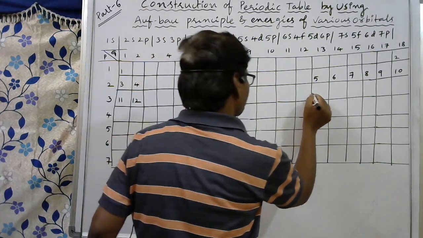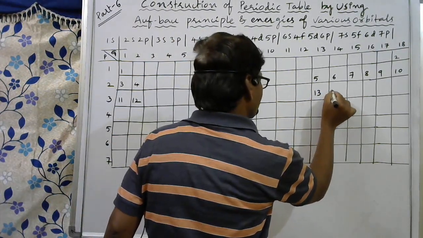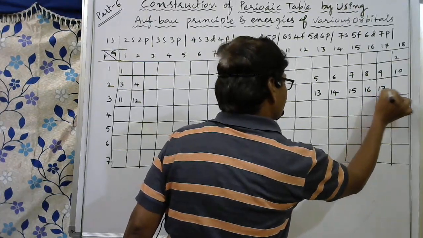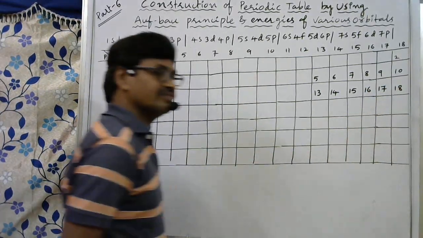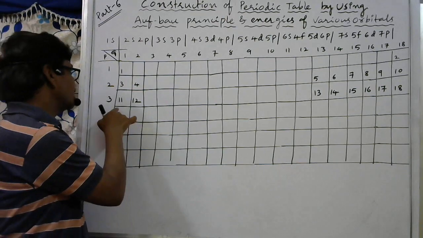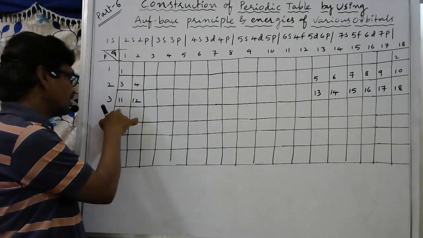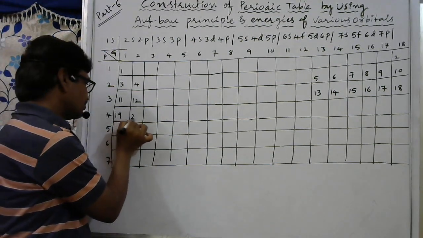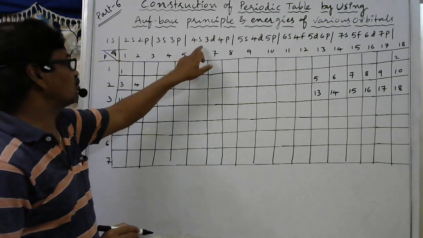Then the 13th element is present here. 13, then 14, 15, 16, 17, and this is the 18th element. Then the 19th element comes again into the first group and fourth period. This is the 19th. Then 20. Then after here, this is the fourth period now.